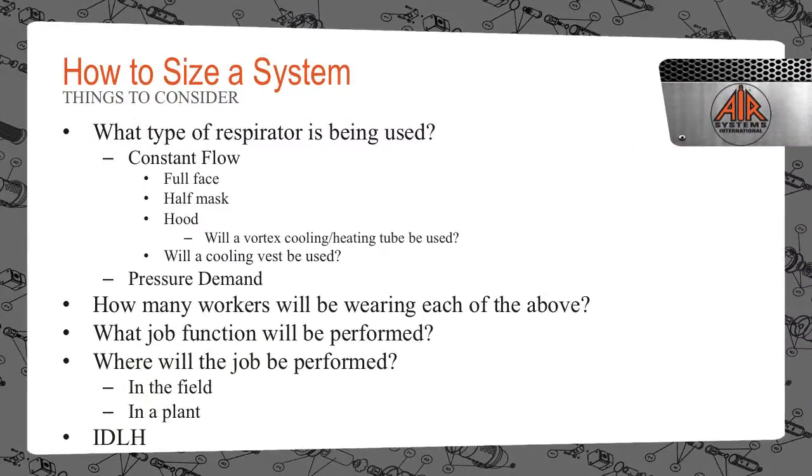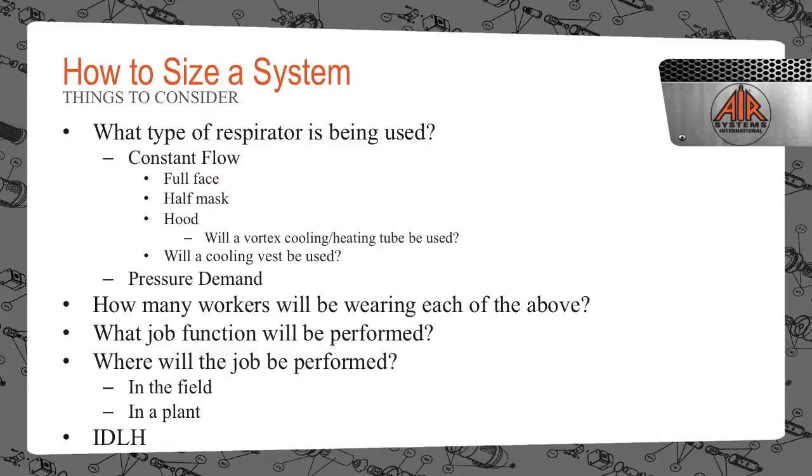There are many things to consider when sizing a system. What type of respirator is being used? Is it constant flow or pressure demand? If it's constant flow, is it full face, half mask, or hood? Will a vortex cooling or heating tube be used? Will a cooling vest be used? Under the pressure demand, how many workers will be wearing each of the above?